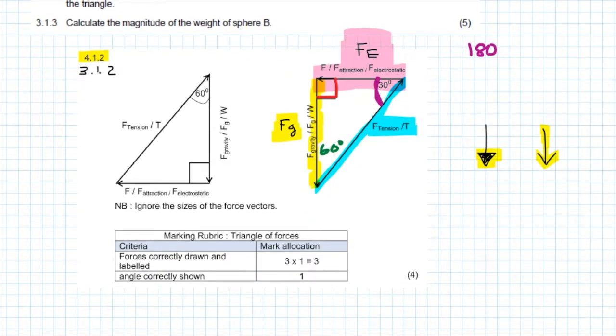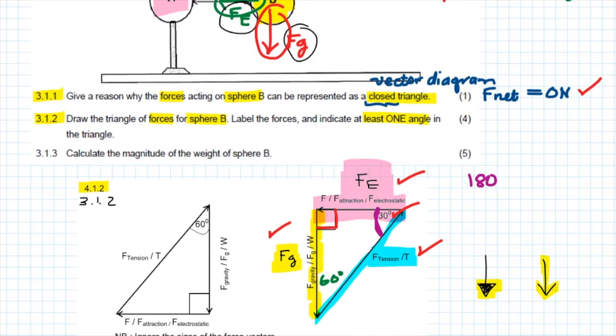But it is very important that you include the angles in the correct place. So, for your forces drawn correctly with the arrowheads and labeled correctly, you're going to get 1 mark for each force. Then, for including one of the 3 angles, you're going to get 1 mark. I'm going to award a mark for the 30-degree angle, and this gives you a total of 4 marks for question 3.1.2. So now we can go on to question 3.1.3.